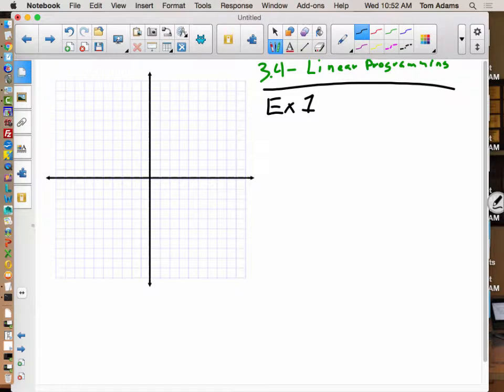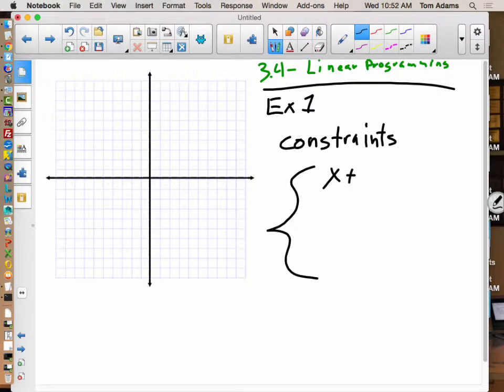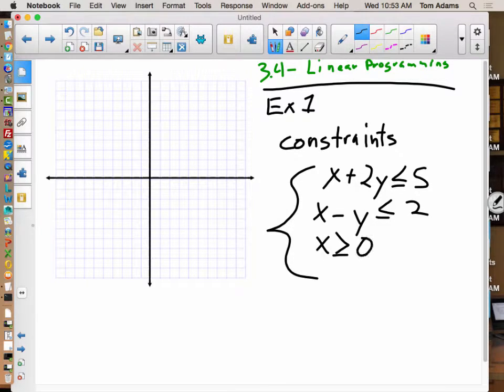We have constraints. So basically we're going to draw a shape on the two-dimensional plane, and we have a thing called constraints. My constraints are the boundaries of the function. So we have x plus 2y less than or equal to 5. Then we have another constraint, which is x minus y less than or equal to 2. And then we say that x is greater than or equal to 0 and y is greater than or equal to 0. Okay?